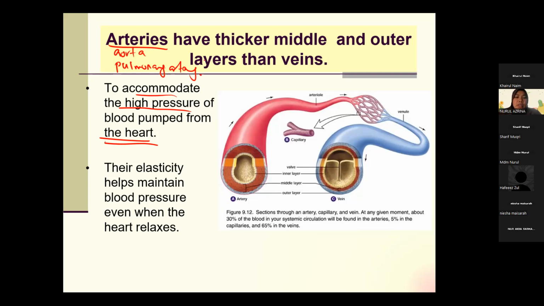Okay, so arteries have thicker middle and outer layers compared to veins because arteries provide a high pressure of blood that's pumped from the heart, because arteries pump blood out of the heart. Aorta, pulmonary artery, they pump blood out of the heart. Their elasticity helps to maintain the blood pressure when the heart is relaxed. So that's why they have a lot of elastic fiber as well as smooth muscle, to maintain prolonged contraction even when the heart is relaxed.